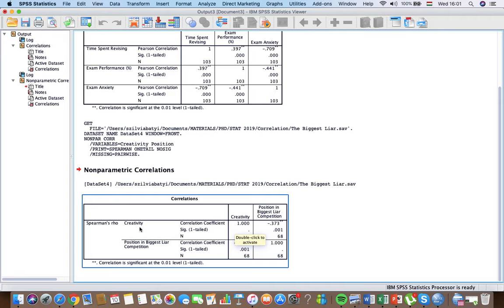So the more creative you are, the better position you get. Why is this negative? Because if the creativity increases, then the position number decreases. But remember, the smaller the number you have in the position, the better you are. If you have the first place, place 1 is better than place 4. That's why the negative relationship. So with the increase of creativity, you have more success in the competition.